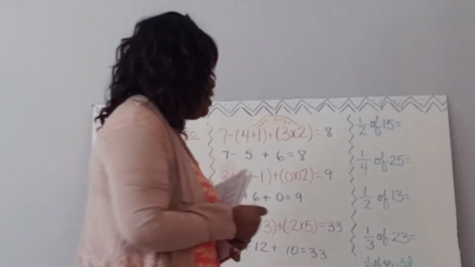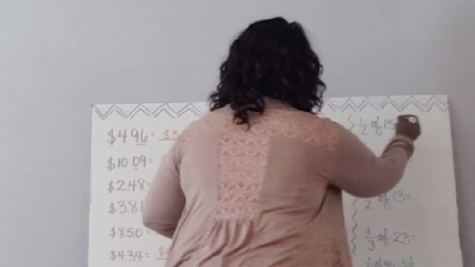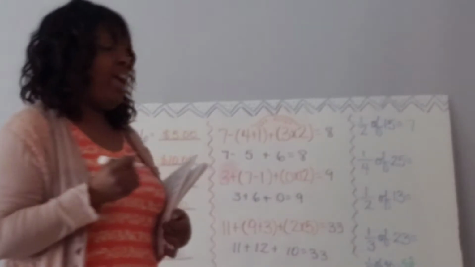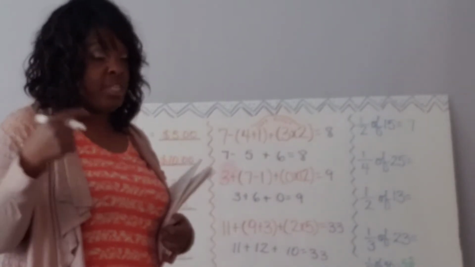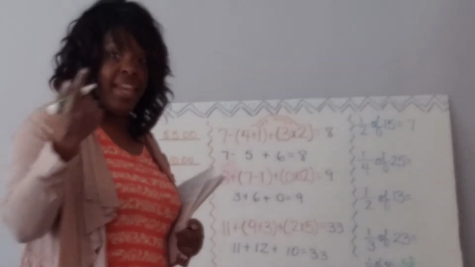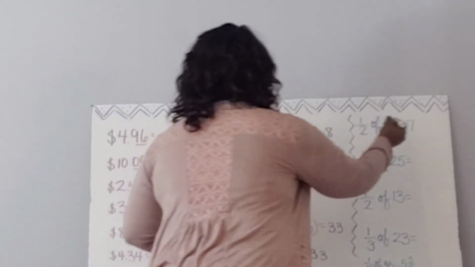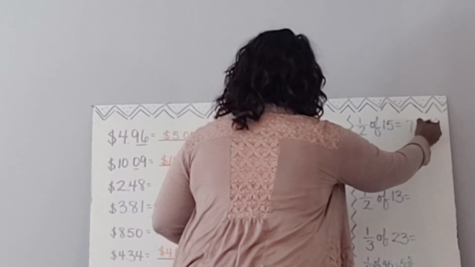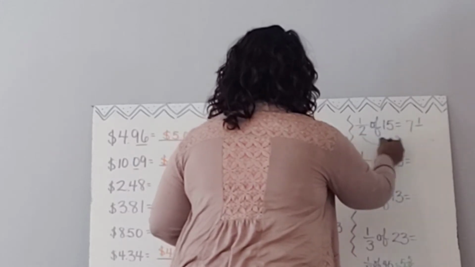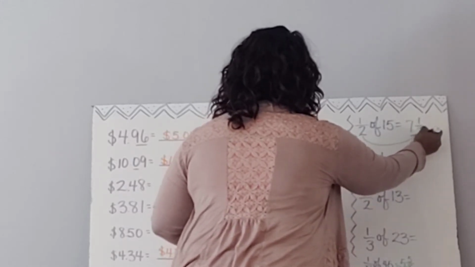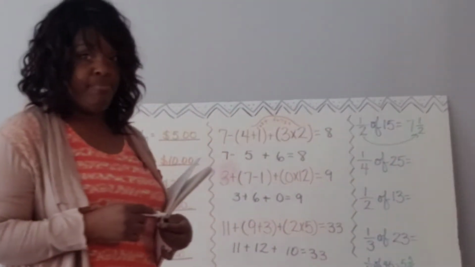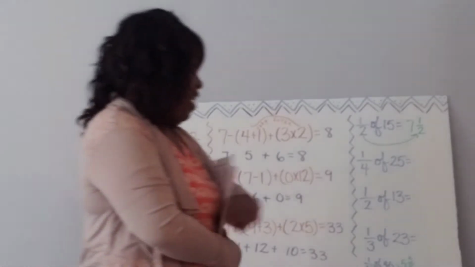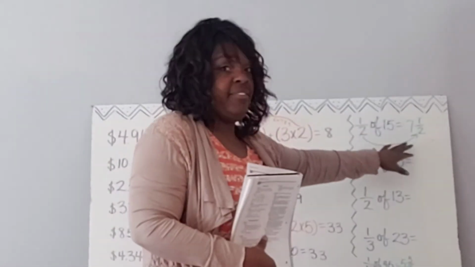Very good. I heard some of you say it would obviously be 7. 7 times 2 equals 14. Well, how far away is 14 from 15? It's 1. That 1 becomes my remainder, or my numerator, excuse me, and then you just keep the denominator the same. That 2 becomes the denominator. So 1/2 of 15 would be 7 1/2.